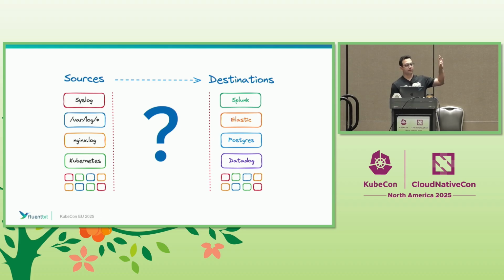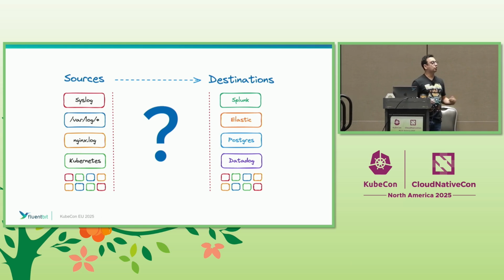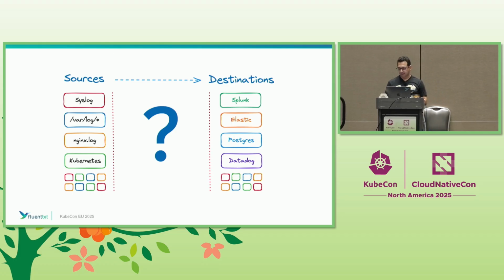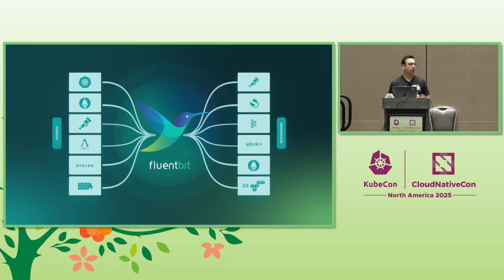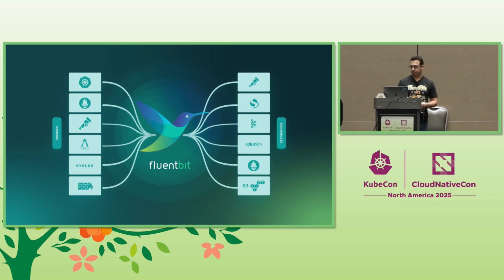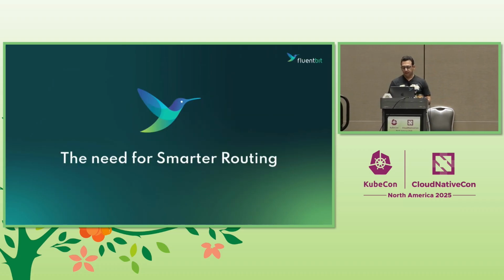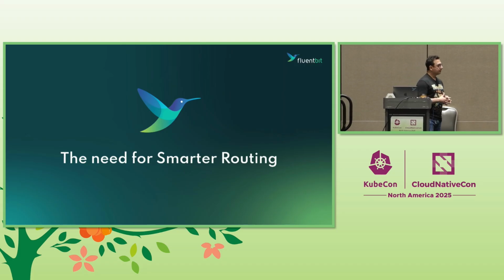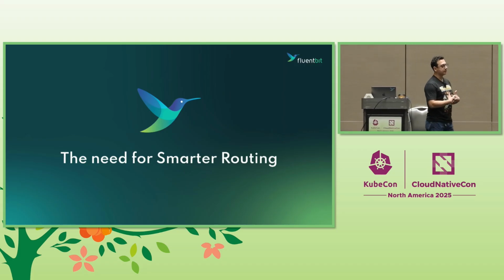To move the data from different sources of information, like applications, firewalls, file system, whatever, to the places where I can do data analysis, and those are destinations. How do we solve the problem? With Fluent Bit, for those who are not familiar with it. Fluent Bit has been around for many, many years.